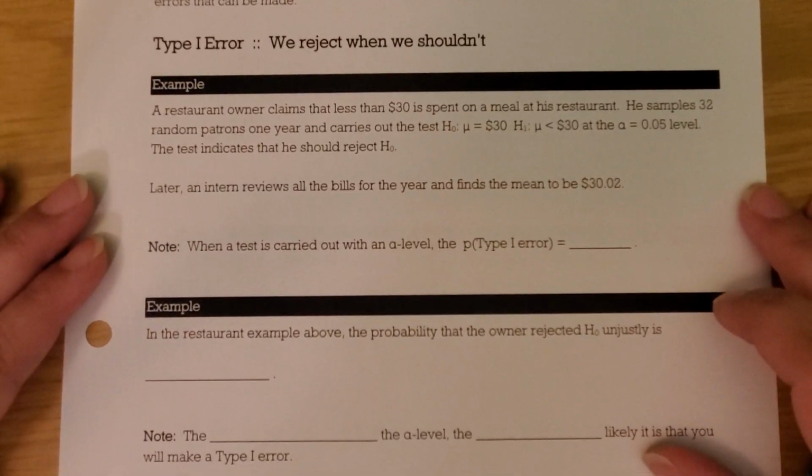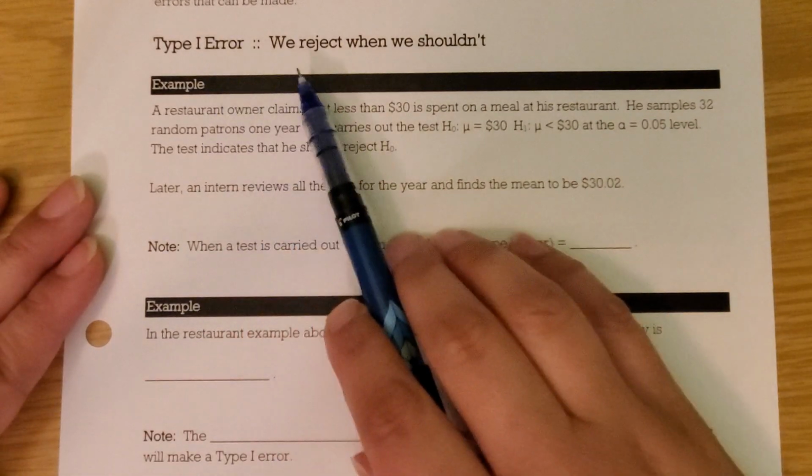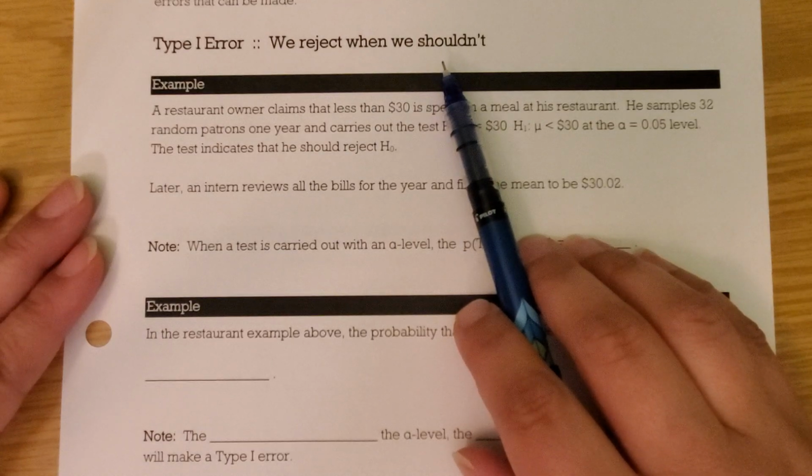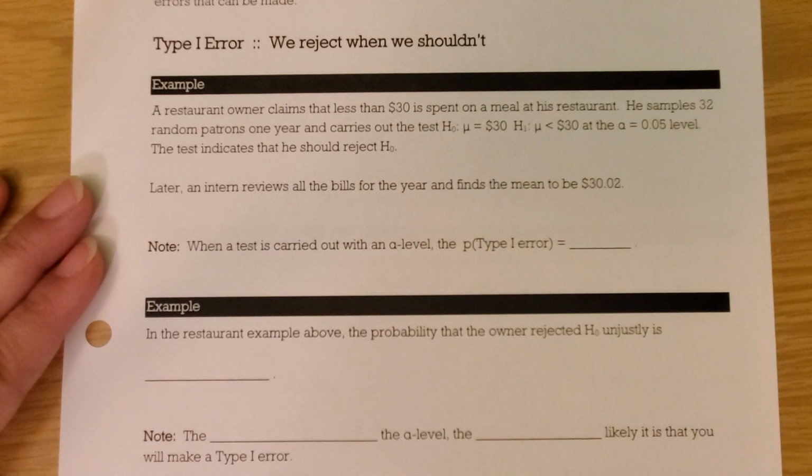In a type 1 error, this happens when you reject when it turns out you shouldn't have. In other words, you happen to get a weird sample that was statistically significant, but later it turns out, yeah, you just got the significant sample, but the mean was actually true. So here's an example of that.